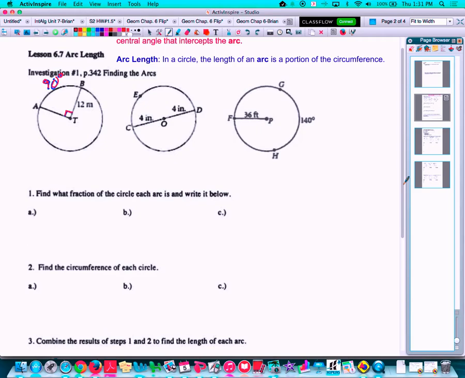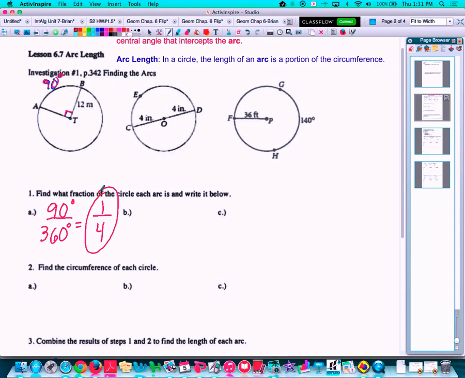The first set of questions are, find what fraction of the circle each arc is and write it below. So we had 90 degrees on our first problem here, and that was out of 360 degrees. So 90 degrees out of 360 degrees. What fraction is that? Well, that would be 1/4 of the circle. So reducing that, 1/4. That is our fraction there.